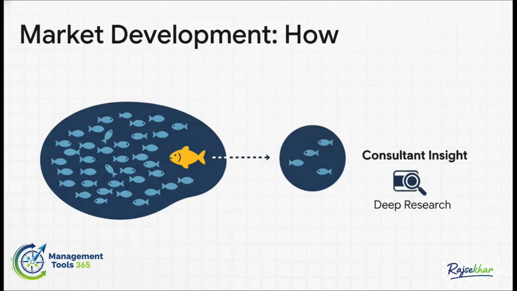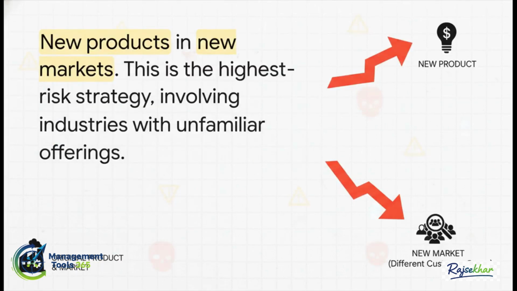But, and this is a big but, you can't just assume what worked before will work again. New markets have new rules, new cultures, new needs. You have to do your homework. And that brings us to the final quadrant, diversification. Okay, this is the high-stakes, all-or-nothing move.